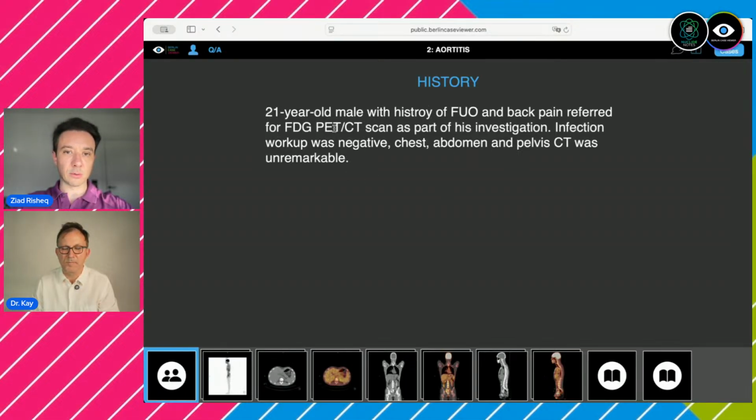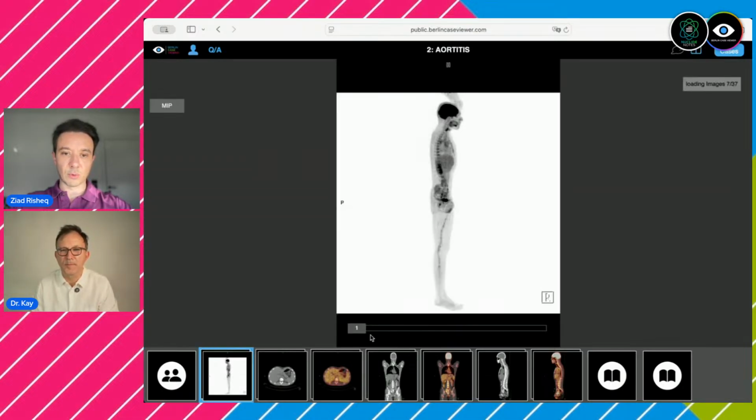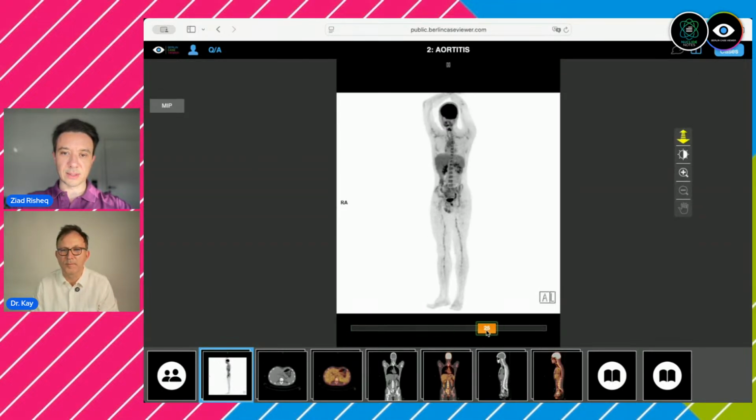A 21-year-old male, and he had a history of fever of unknown origin. He had intermittent fever, and he complained of back pain. And he had many consultations. He did a CT scan. I did not see the report or the CT. It was normal. And I think he did a lumbar MRI because he was complaining of back pain, but there was nothing abnormal in the scan.